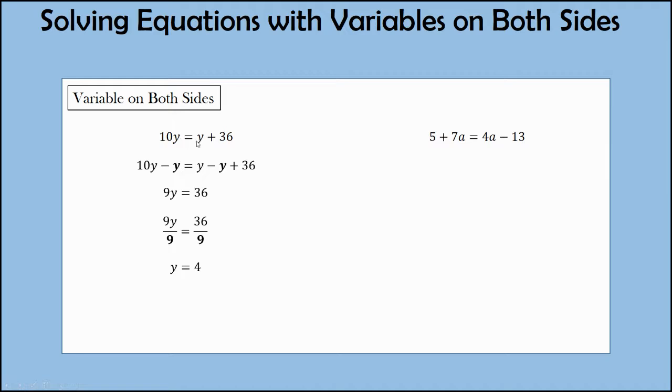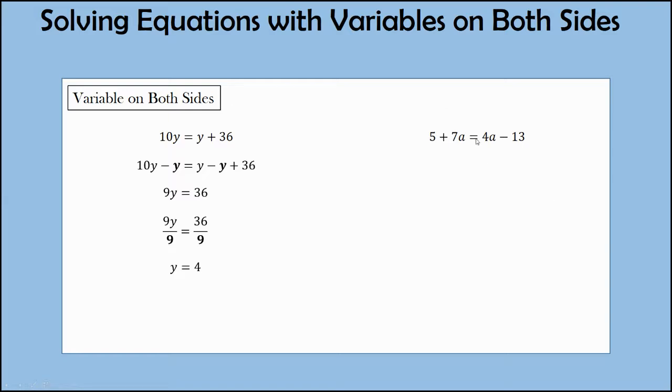And if we put 4 back up here in place of these two y's, the left side, 10 times 4 is 40. The right side, 4 plus 36 is 40. 40 equals 40. So that's the value of the variable that makes this equation true. Okay, I go over here to my next example.